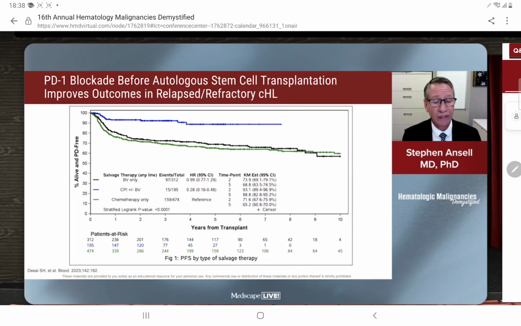And these data were then looked at at a real-world level, and this was data just presented at the recent ASH meeting. Looking here, you can see the blue line as patients who received a checkpoint inhibitor as part of salvage therapy before going to transplant, compared to those that received chemotherapy or a brentuximab-only containing approach. And you can see that adding a checkpoint really seems to make a substantial difference.